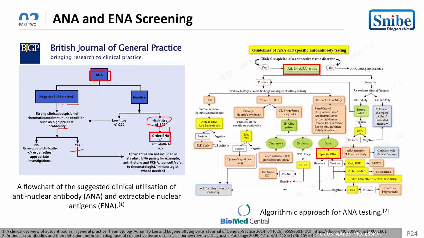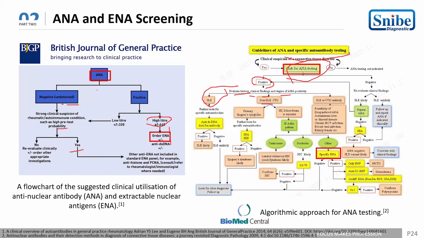So if you use the guideline for the ANA and the specific autoantibodies testing, you have to follow these guidelines. Ask for the ANA testing. If yes, then there are two probabilities for ANA testing. If you have done an ANA testing and it's positive, then you have to go for the SLE investigation on the basis of evaluation of the history, clinical finding, and degree of ANA positivity.